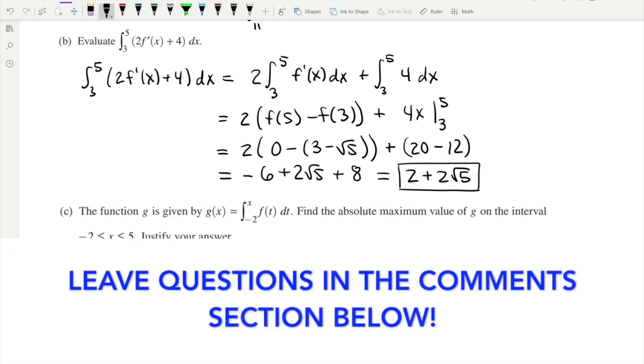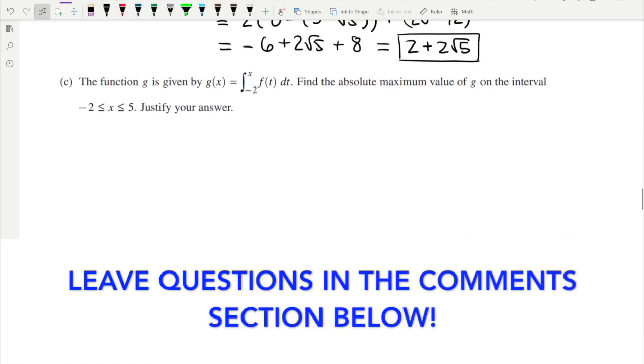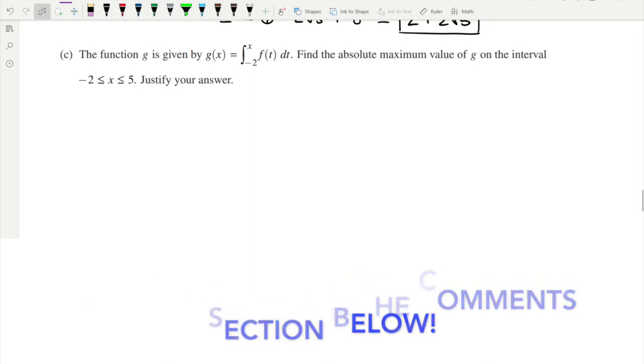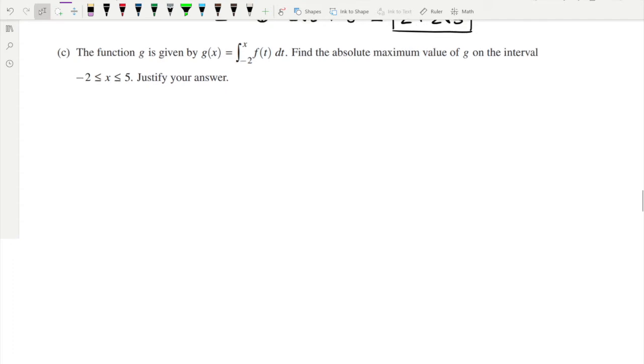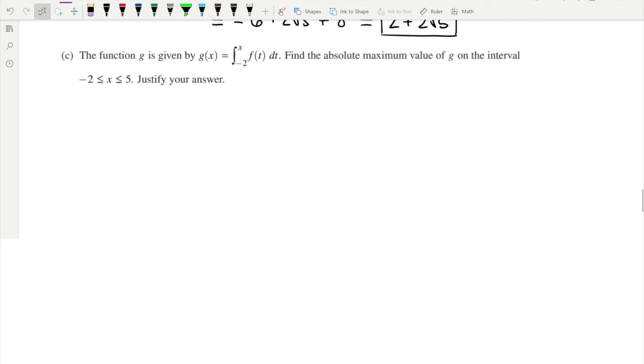Okay. Part C says the function g is given by g of x equals the integral from -2 to x of f of t dt. Find the absolute maximum value of g on the interval -2 to 5 and justify your answer.